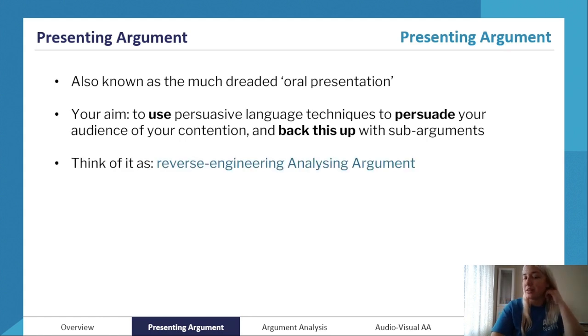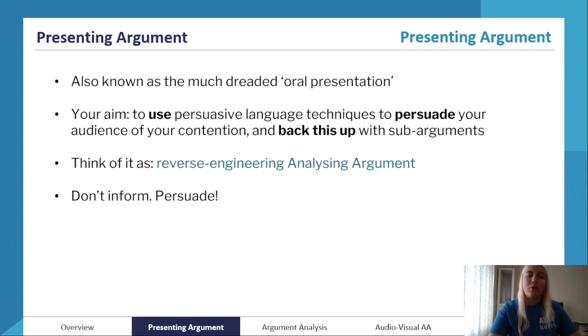It's basically like reverse engineering analyzing argument, because instead of analyzing a persuasive piece, now your aim is to write one and present it. Don't inform, persuade. So nothing is worse than an unengaging oral that has too much of a logical tone to it, that is littered with all of these statistics and evidence and quotes forming the backbone of the whole oral presentation.